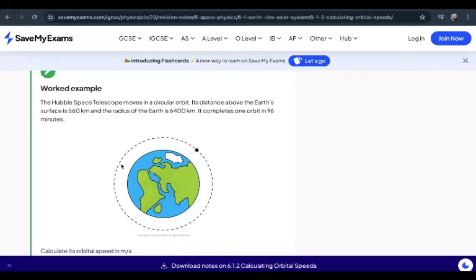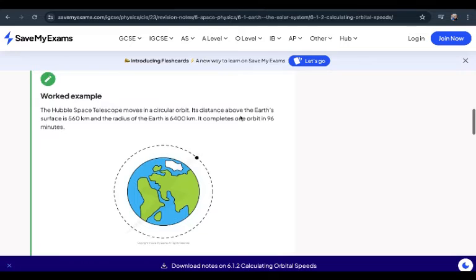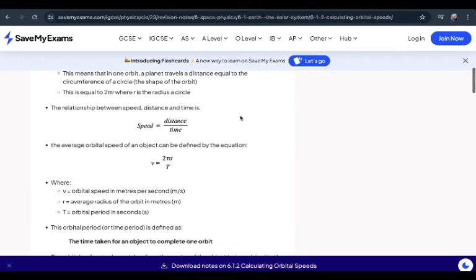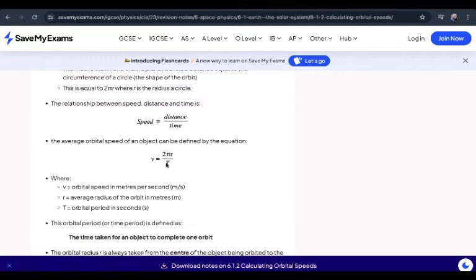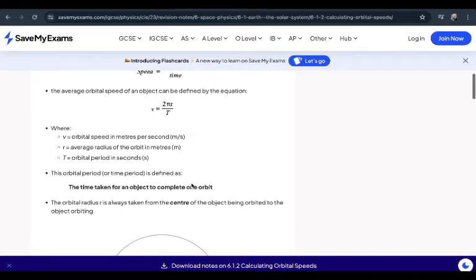It completes one orbit, that's the orbital period. If you complete one orbit in 96 minutes, we're going to convert this 96 minutes to seconds so that we know the orbital time period, the capital T. So it's 96 minutes, and we multiply by 60 to change it to seconds. Okay, so this is what it is.